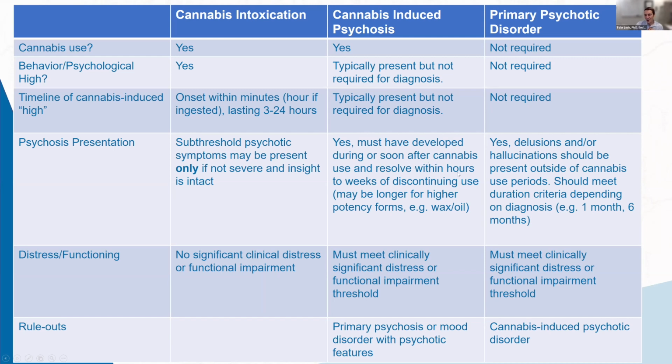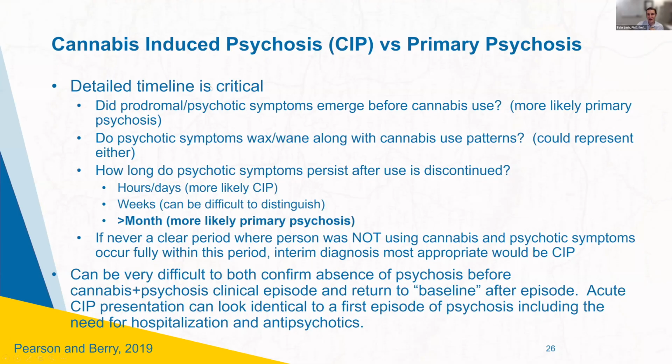So our main factors to consider here, you can refer to this slide, but the timeline is ultimately going to be really critical, right? Did we see psychotic symptoms occur before the person started using cannabis? If so, that puts us more on the path of considering a primary psychosis. And I think the persistence is the other main component. Once we have psychotic symptoms, how long do they last once the person backs off of their cannabis use?